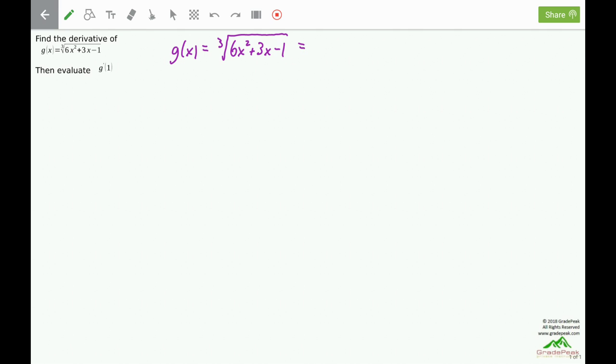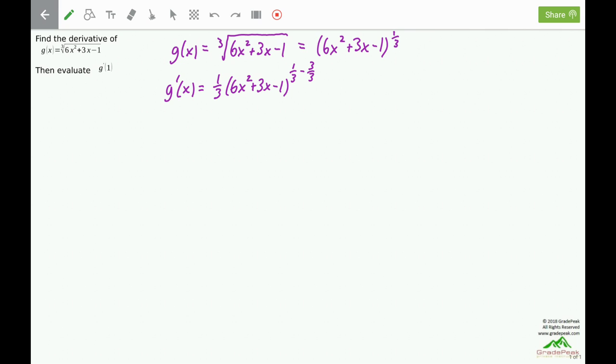The first thing I'm going to do is rewrite this as a fractional exponent for the derivative. 6x squared plus 3x minus 1 is to the first power and then cubed or third root, so 1 over 3. Since the entire thing is the 1/3 power, the outermost function is the 1/3 power, we're going to use the power rule. So g prime of x will be, bring the power down, leave the inside alone exactly as we see it, subtract 1 from the power, I will call that 3/3.